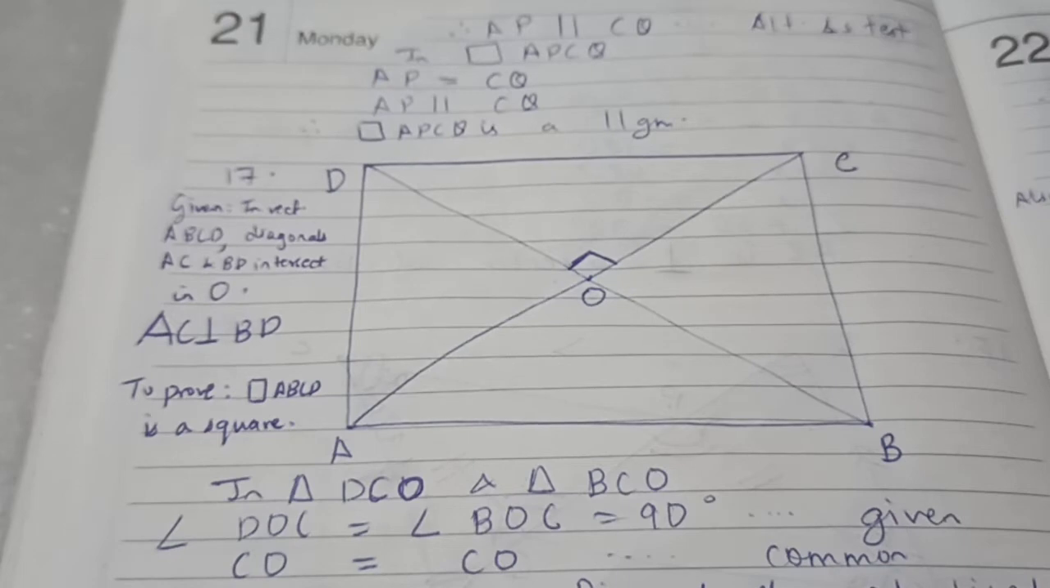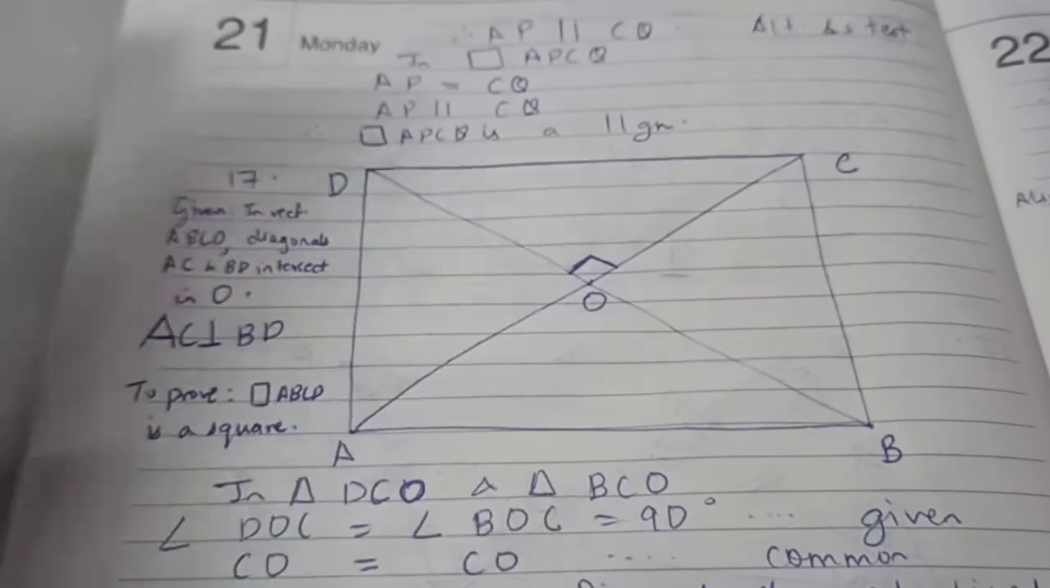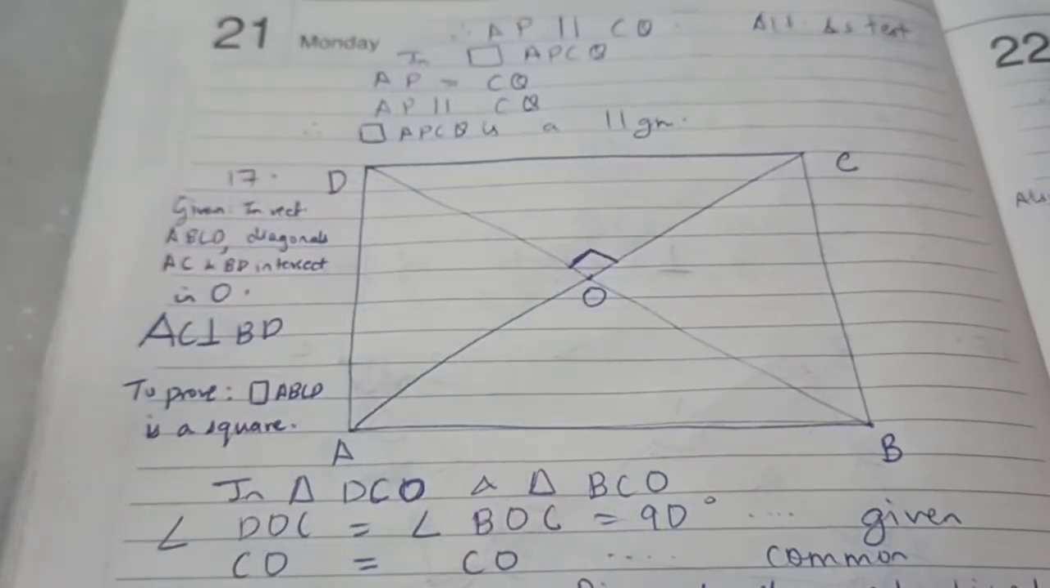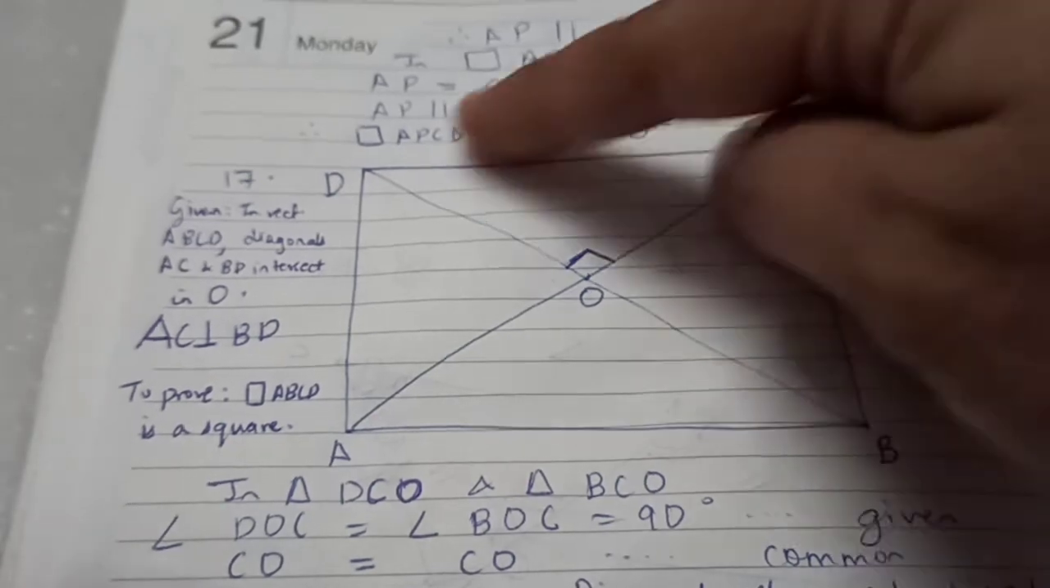You see, in a rectangle, the diagonals bisect each other. That means O is the midpoint, but it is not necessary that they are perpendicular to each other. That is true only in a square or a rhombus. So that means a square is a special type of rectangle. So how do I prove this as a square?